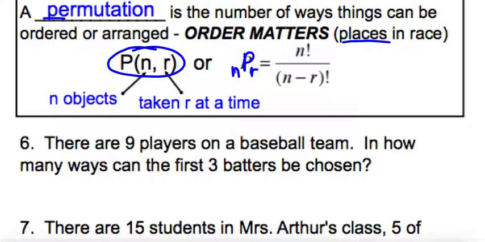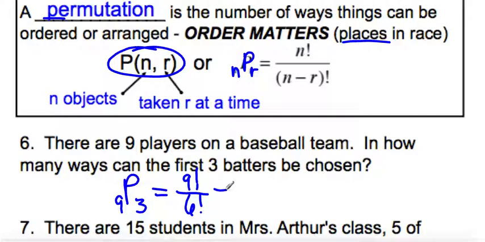So we have 9 players on a baseball team, and how many ways can the first 3 batters be chosen? This is different than our last baseball player question because we had all 9 of them in order. Now we're only taking the first 3. But order matters, okay? How you arrange those first 3 batters matters. So this is a permutation. We have 9 players, and we are going to choose 3 of them to put in our top 3 spots. So if we're going to use the formula up here, that is 9 factorial over 9 minus 3 factorial, which is 6 factorial.